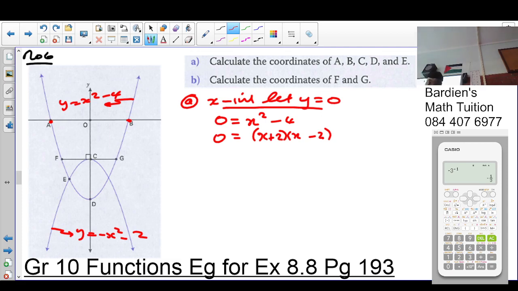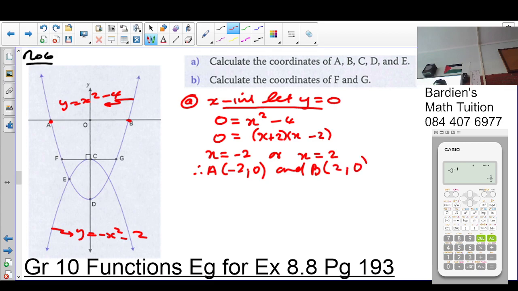So x plus 2 is equal to 0, so x is equal to minus 2. Or x minus 2 is equal to 0, x is equal to 2. Have I answered the question? What's the question? Coordinates of A and B. So therefore, A is going to be negative 2 and 0, and B is going to be 2 and 0.